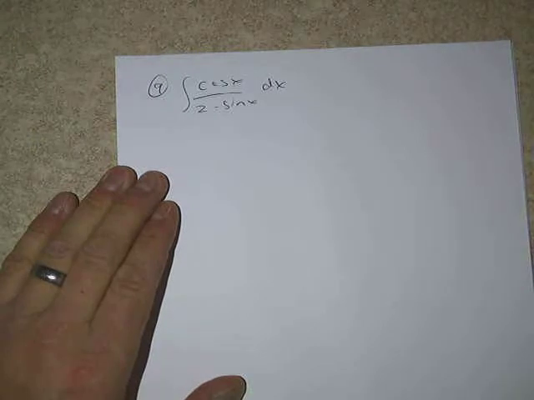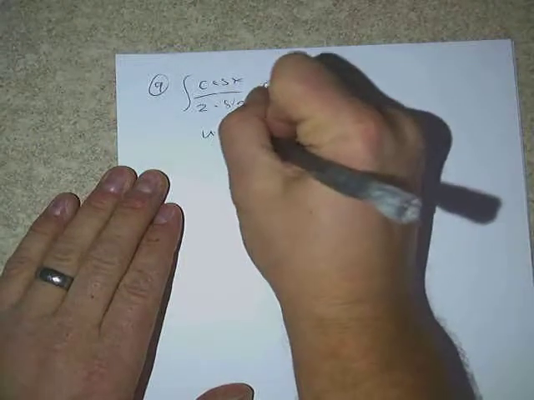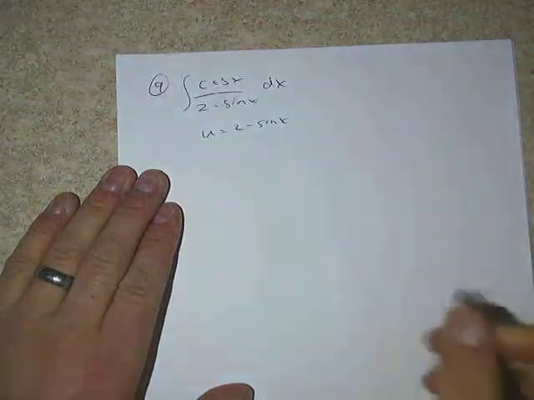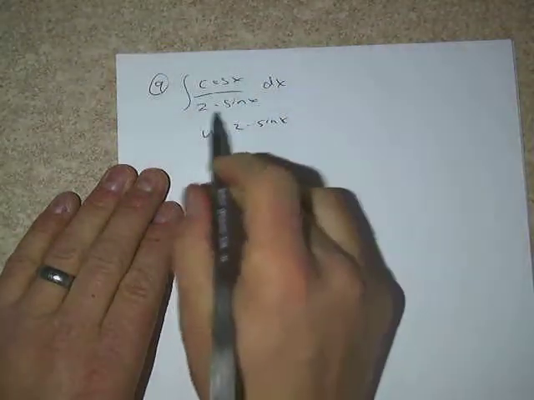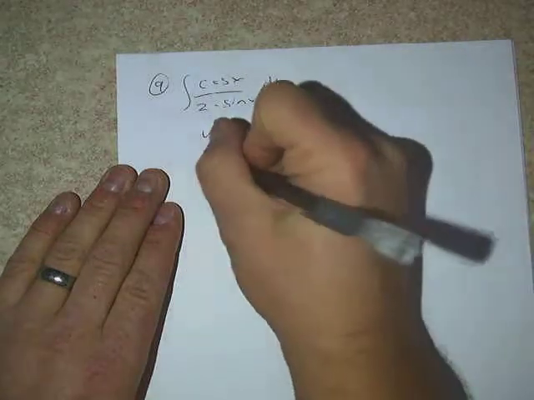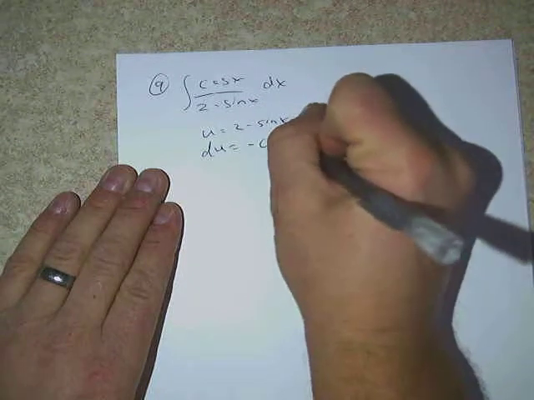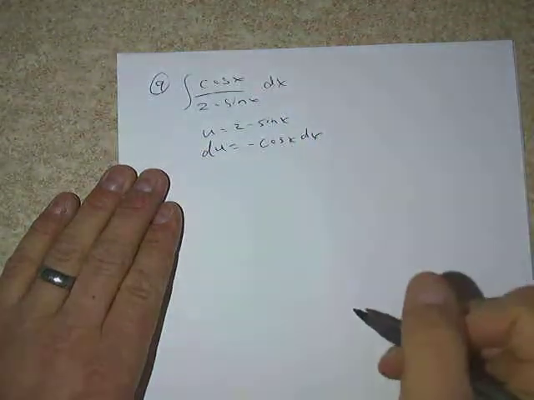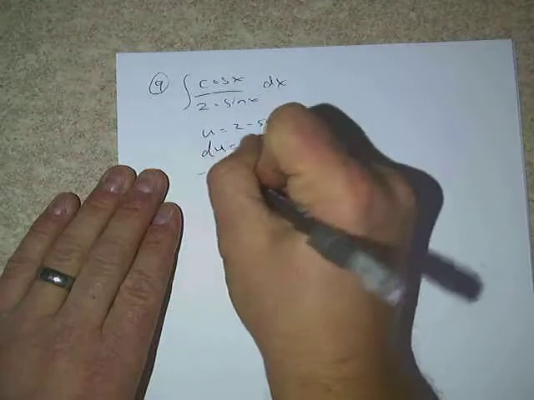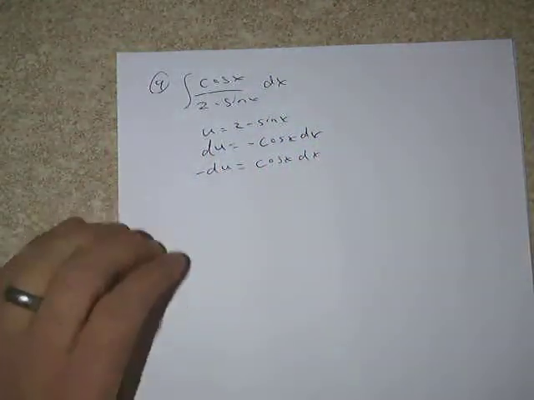And number 9, we have cosine x on top. We have 2 minus sine x on the bottom. And at this point, we need to make a choice as to which one we want to let u. Seen before that if we let the bottom be u, that would probably be the better choice because ultimately we'd have a u on the bottom, and then we'd have straight up cosine x dx here on top to get rid of. Which if we differentiate here, we're going to get negative cosine x dx, which is close.